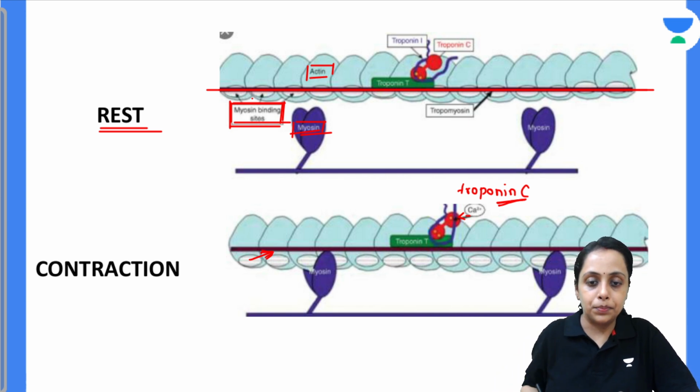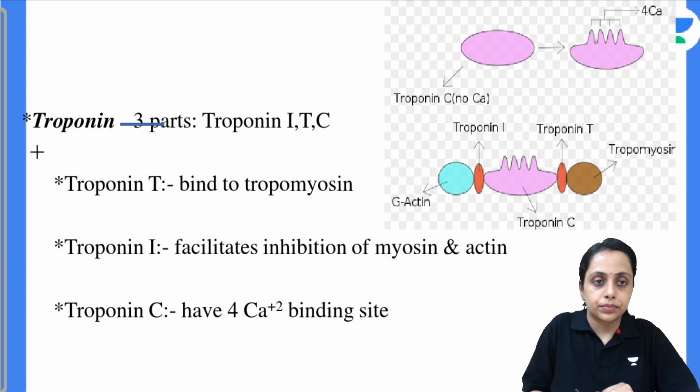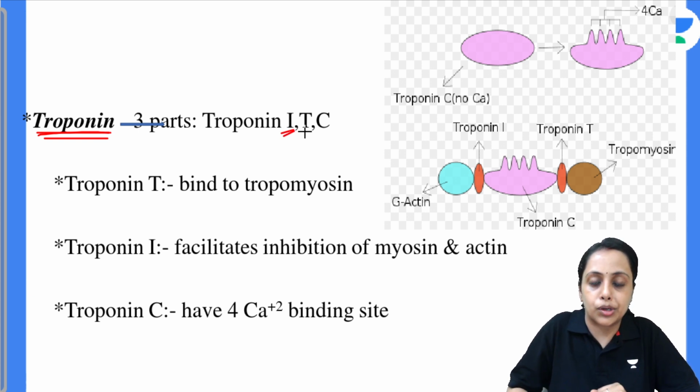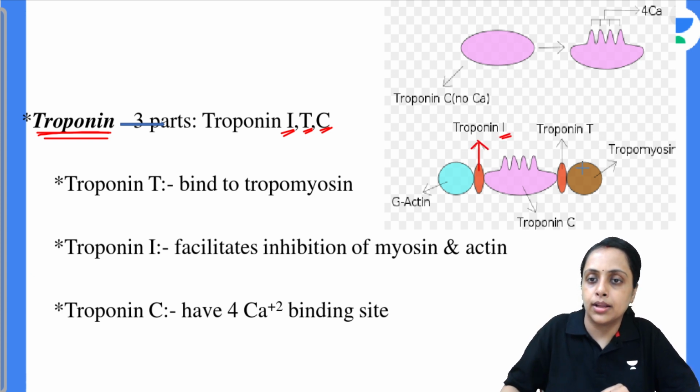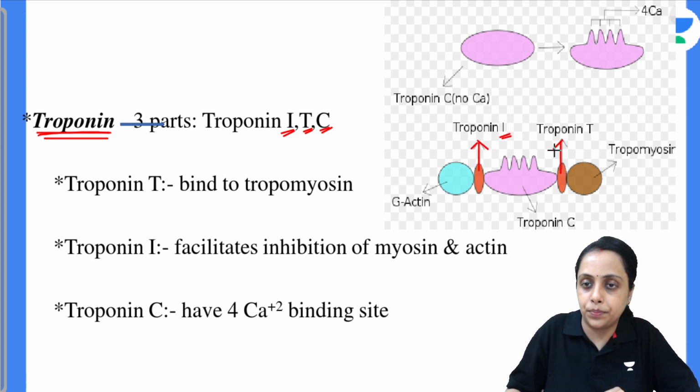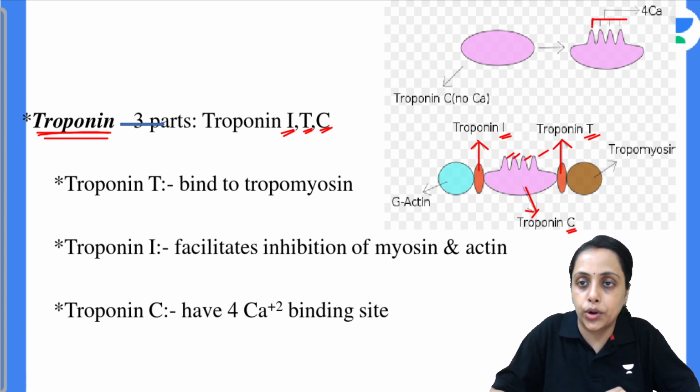So moving further, the next regulating protein is troponin. Troponin consists of three components: troponin I, troponin T, and troponin C. We can see in this diagram, this is troponin I, this is troponin T, and this is troponin C. In troponin C, we are seeing these four sites. So troponin C consists of four calcium binding sites.